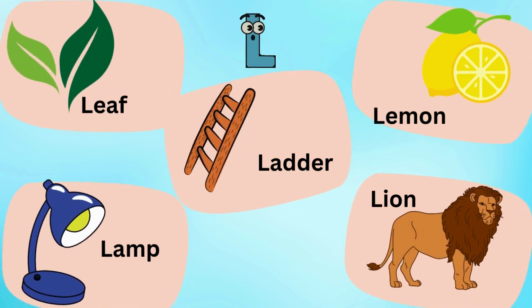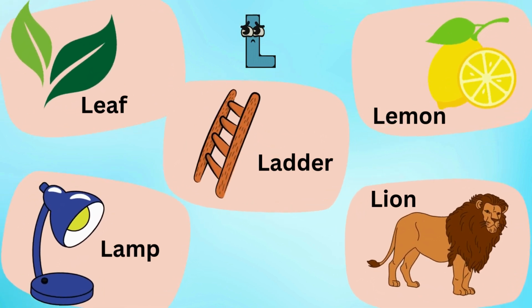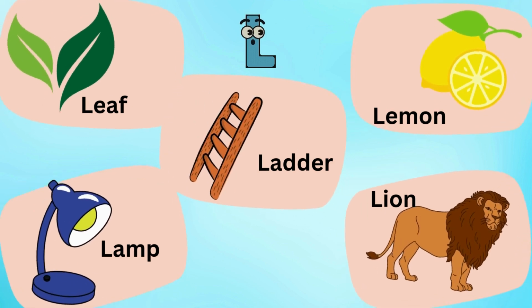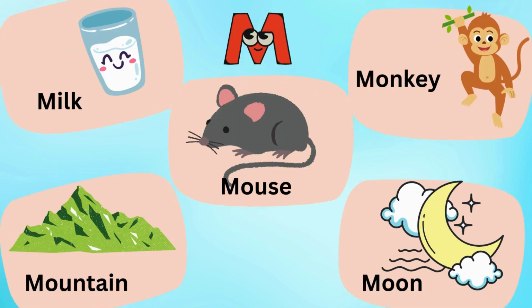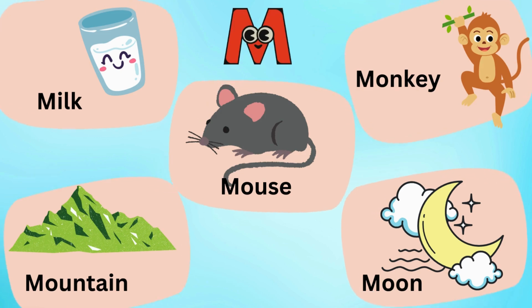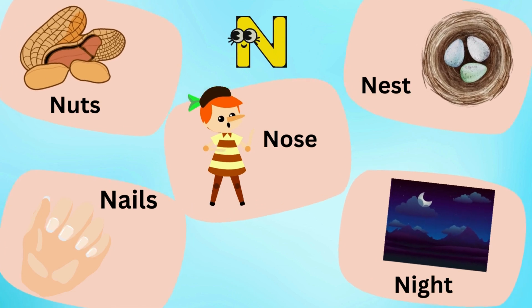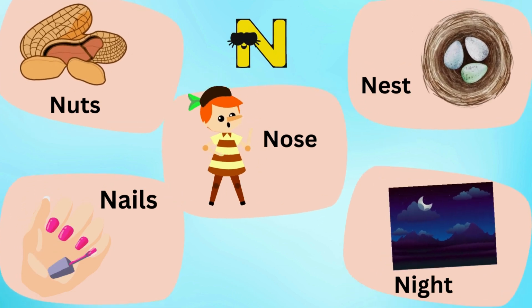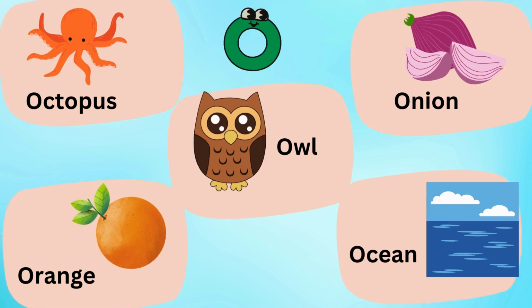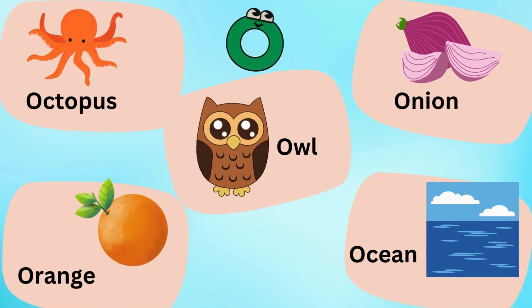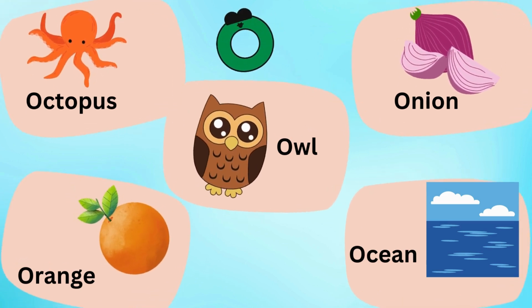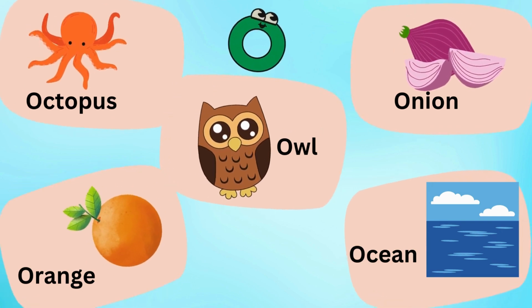L is for lion, lamp, leaf, lemon, and ladder. M is for monkey, moon, mountain, milk, and mouse. N is for nest, nose, nut, night, and nail. O is for owl, orange, ocean, octopus, and onion.